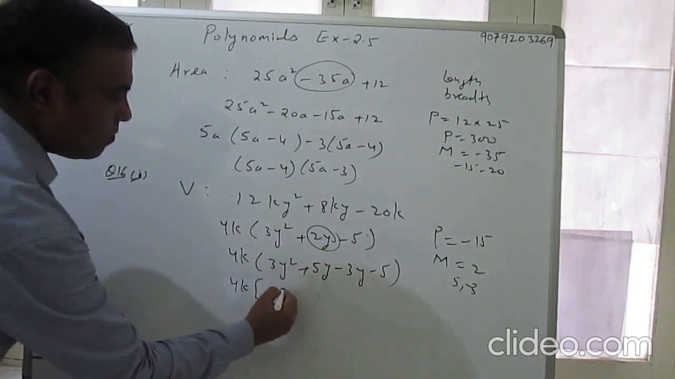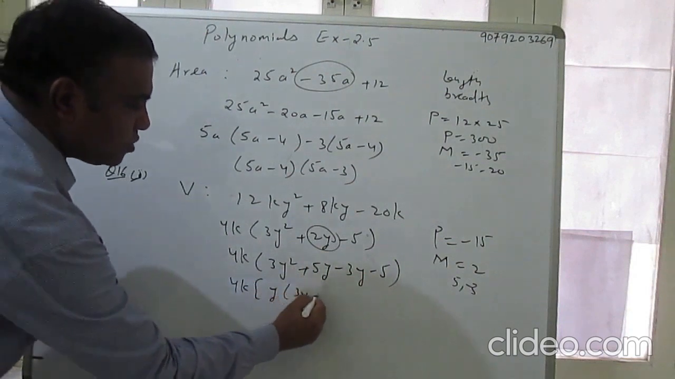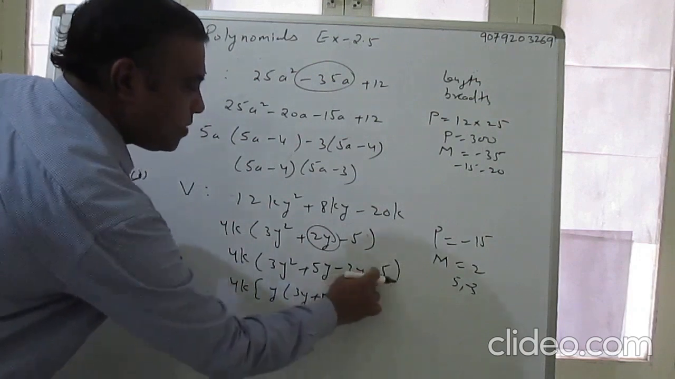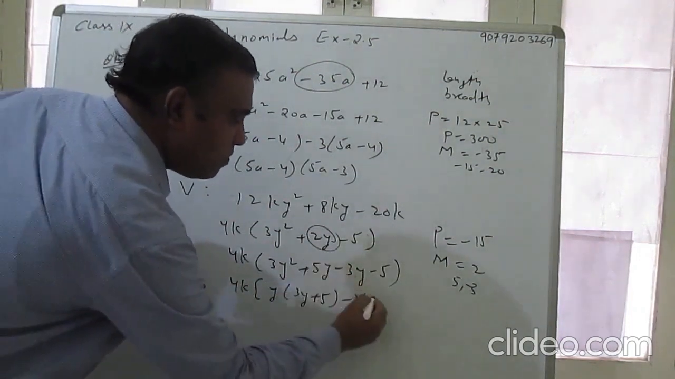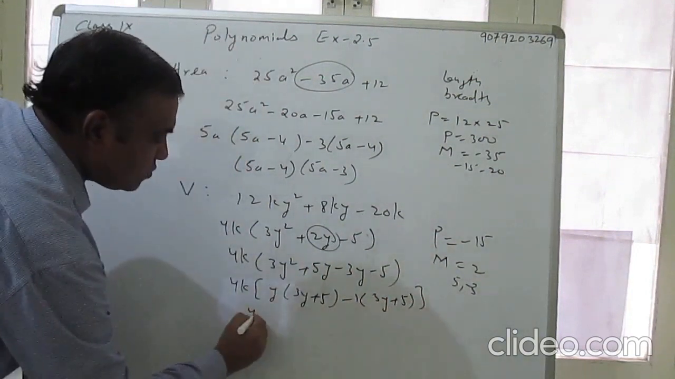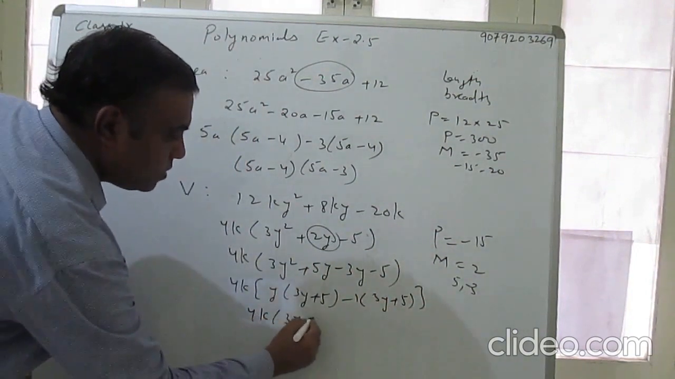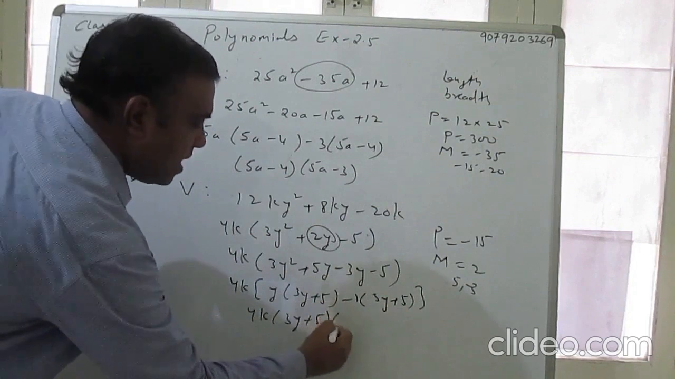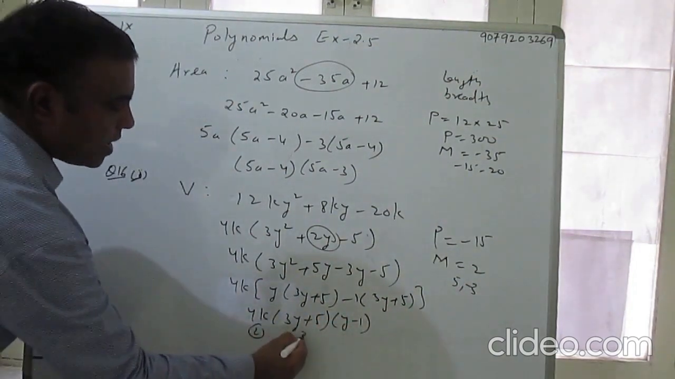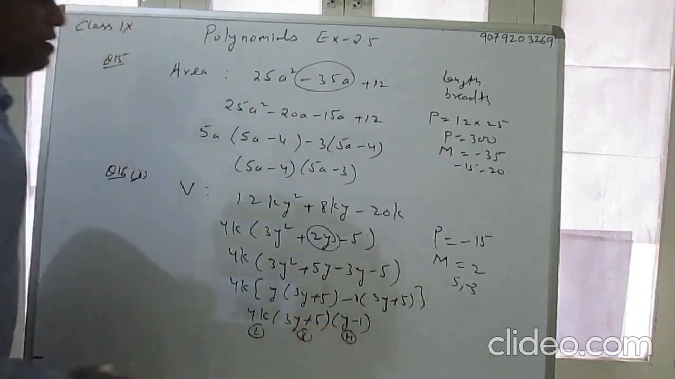You take y common. So it is 3y plus 5. Now minus 1 common, because of the minus sign, so I take minus 1 common. It is 3y plus 5. Now 3y plus 5 is again common, and the remaining is in the brackets. So this is length, this is breadth, and this is height.